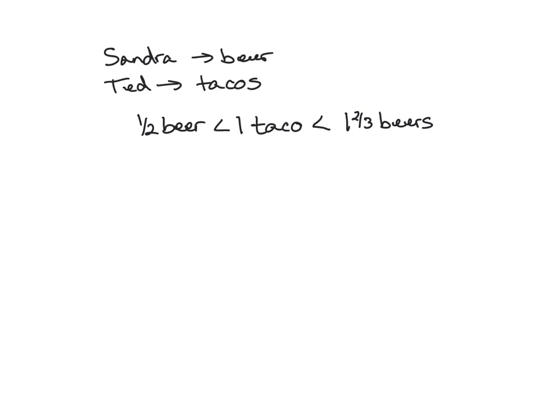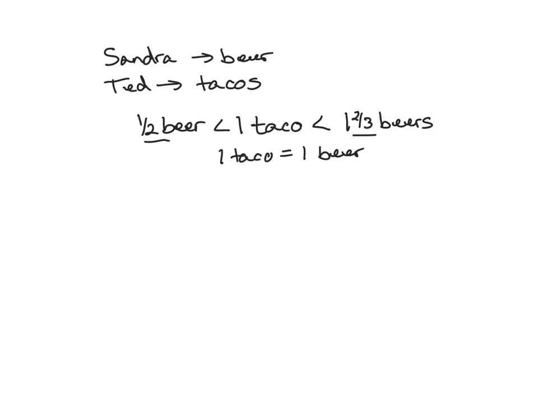So any number between a half beer per taco and 1 2/3 beers per taco would be an acceptable price that would make both Sandra and Ted better off, compared to a situation of autarky where they're not interacting with each other at all and just producing all of their own beer and tacos. So one example would be 1 taco equals 1 beer. Okay, but other combinations or other solutions are possible. So you could have 1 taco for 3/4 of a beer, for instance.